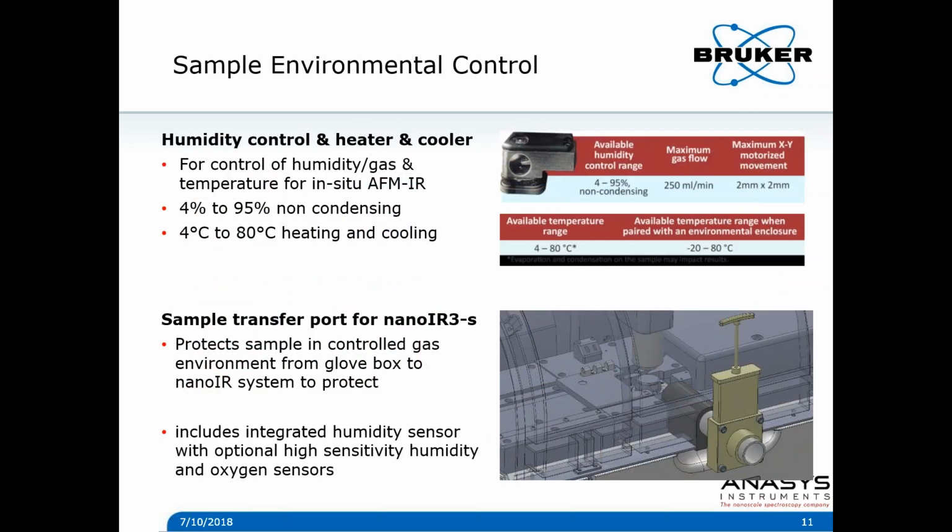So a couple of other things, not just the product, but also we're fleshing out a lot of the accessories. Firstly, we have sample environmental control that can be available as options. We have humidity control and a heater cooler that allows for in situ AFM-IR as you control the humidity or use another gas on the sample, as well as if you're heating and cooling the sample. The important thing here is it's in situ AFM-IR for humidity control.